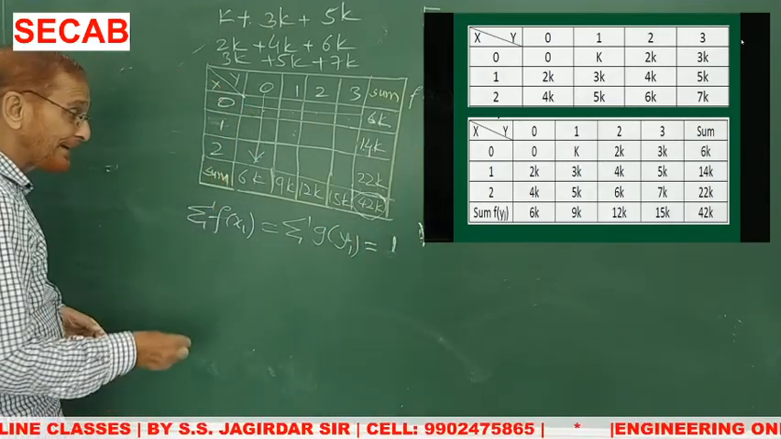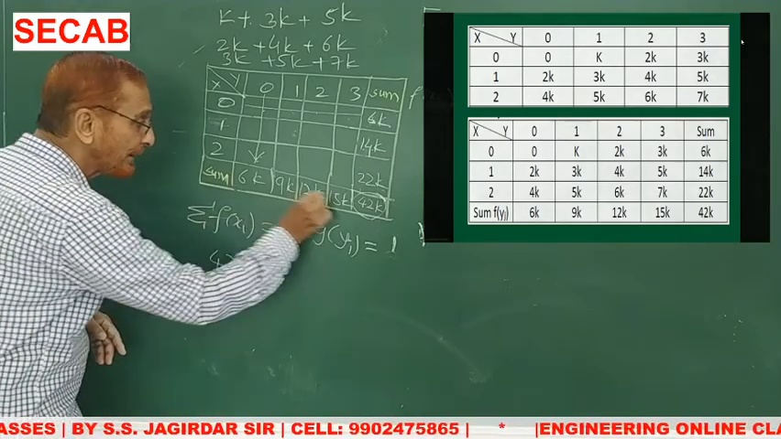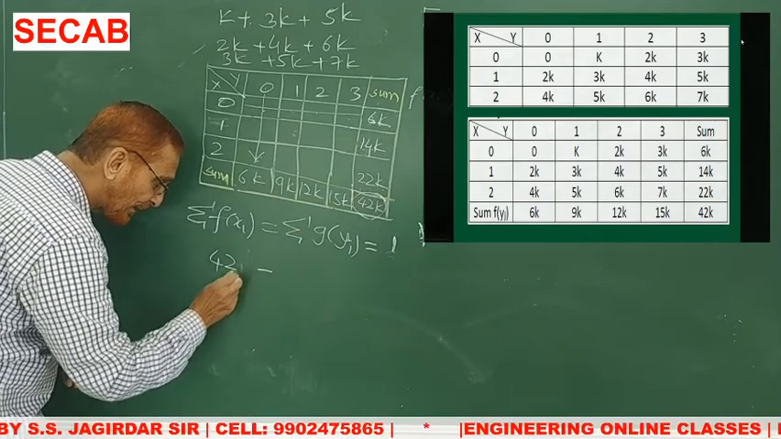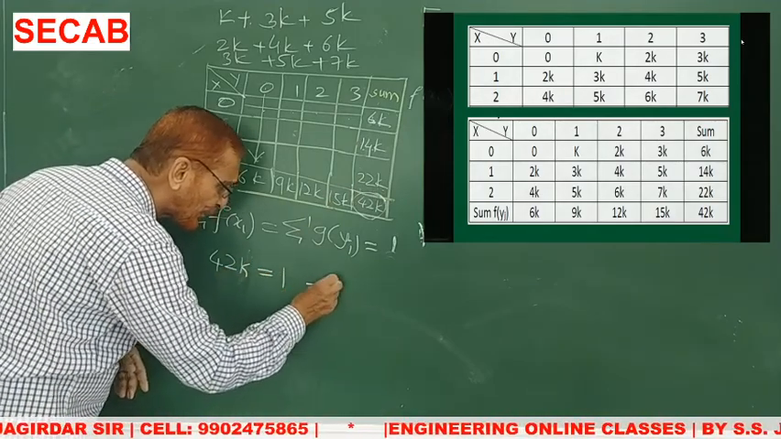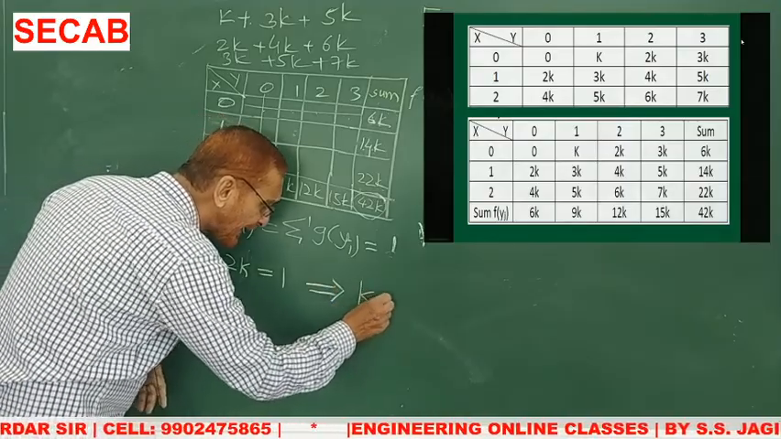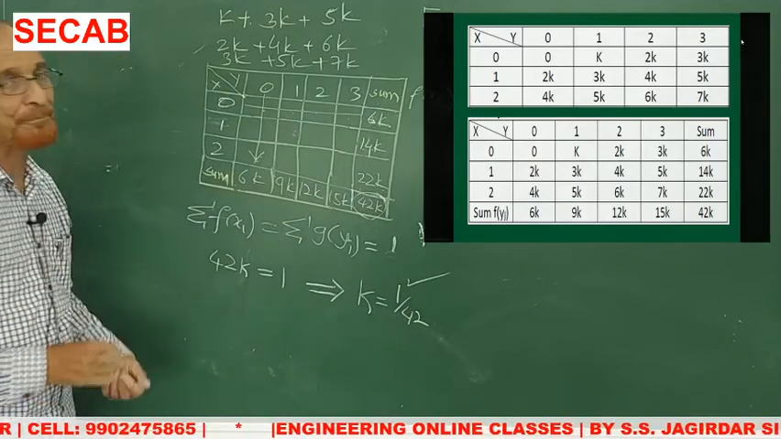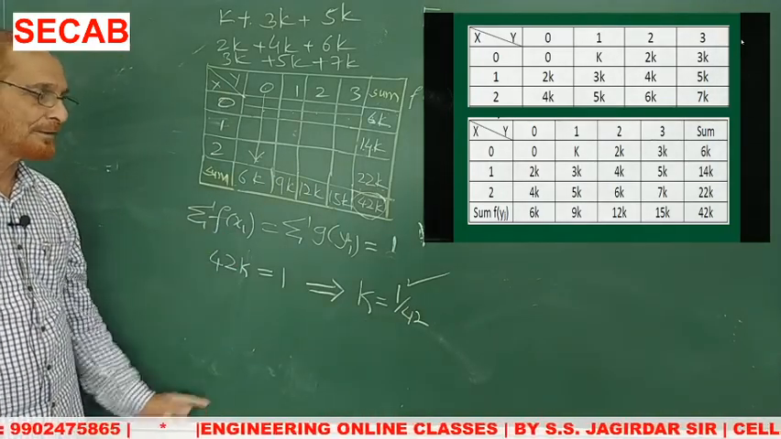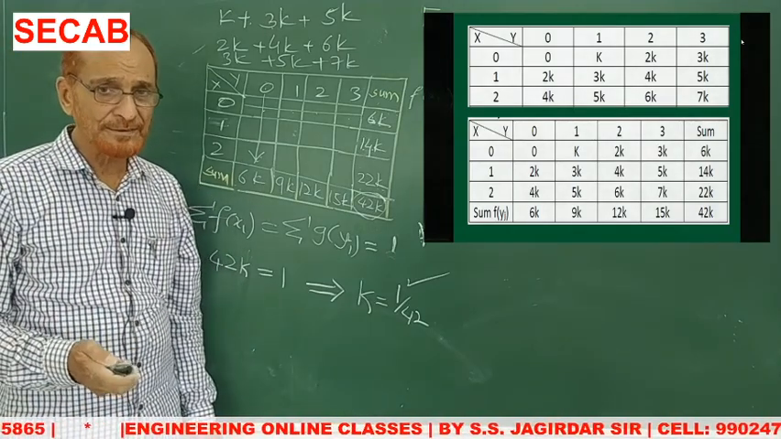So 1 means that this value is 42k. The sum of this is 42k, the sum of this is also 42k. So this 42k must be equal to 1. So this gives you the first answer, that k is equal to 1 upon 42. This is your first answer, A. This way you have to get the first answer.